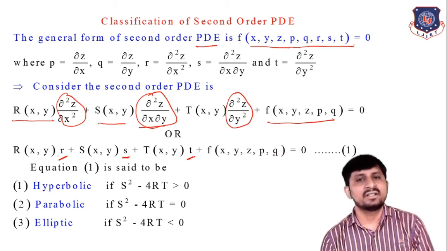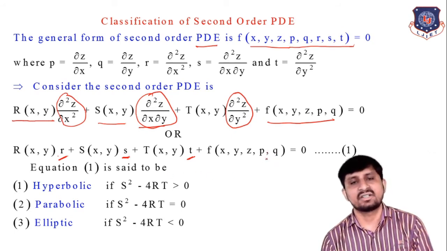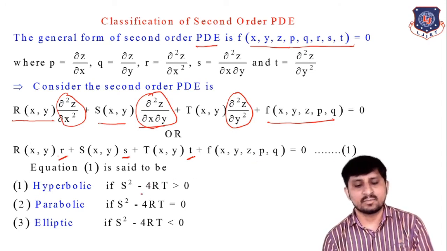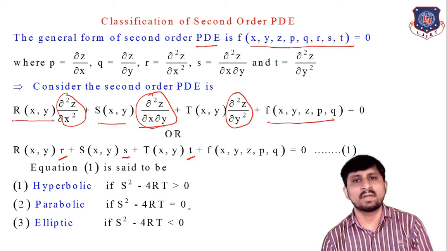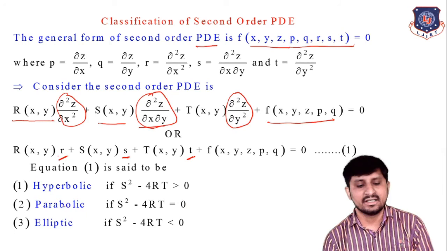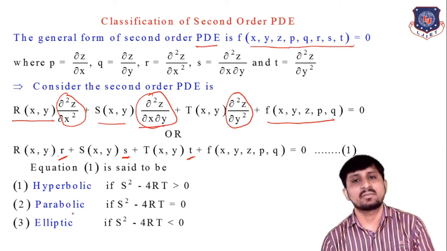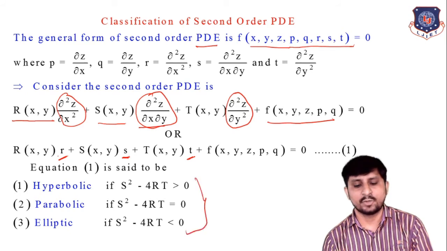Now the important thing you have to remember is that this type of second order partial differential equation is said to be hyperbolic if s square minus 4rt is greater than 0. So you have to remember all these formulas. Parabolic if s square minus 4rt is equal to 0, and elliptic if s square minus 4rt is less than 0. So you have to remember these three important formulas.